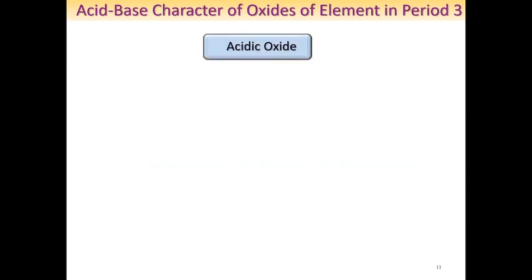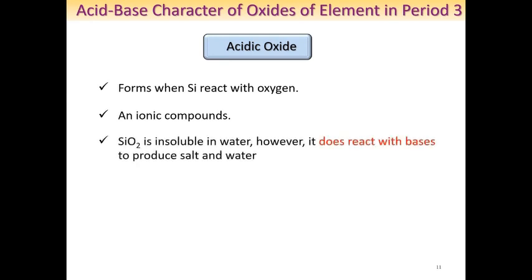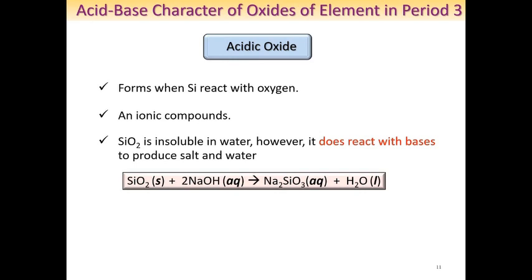The last character is acidic oxide. It forms when silicon reacts with oxygen. The type of molecule is a covalent compound. Silicon oxide is insoluble in water. However, it does react with base to produce salt and water. By using the equation, we can see that silicon oxide reacts with the base sodium hydroxide to produce sodium silicate solution in water.